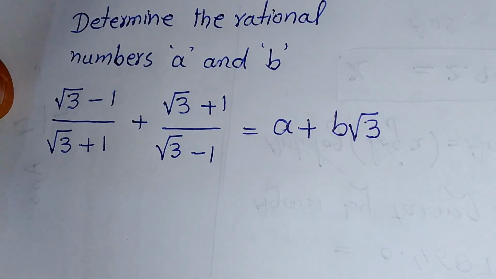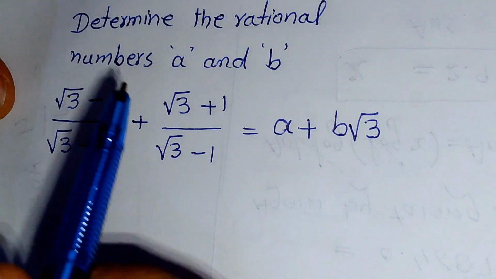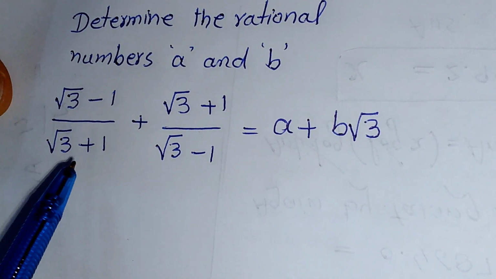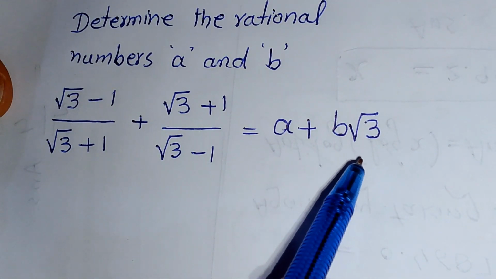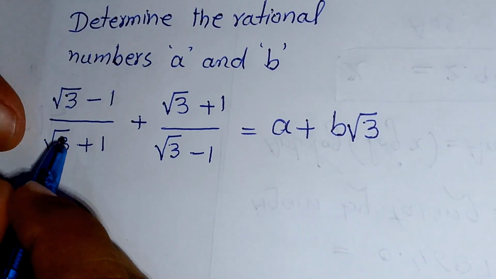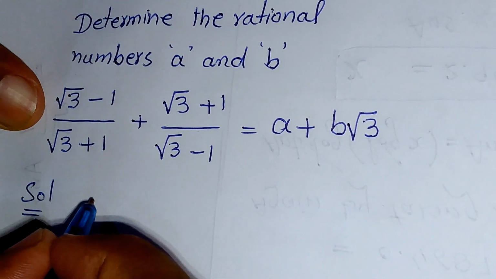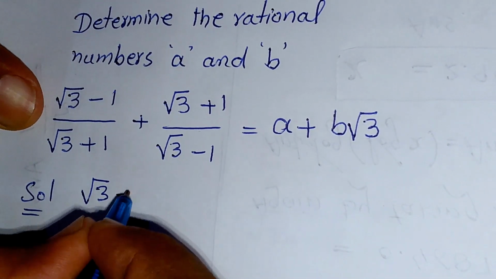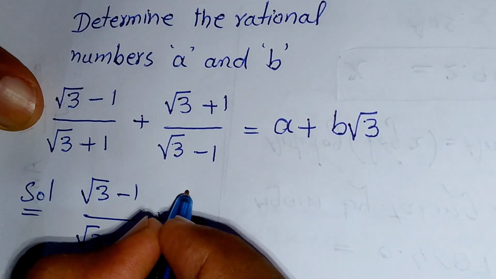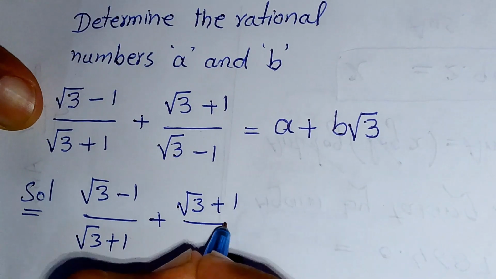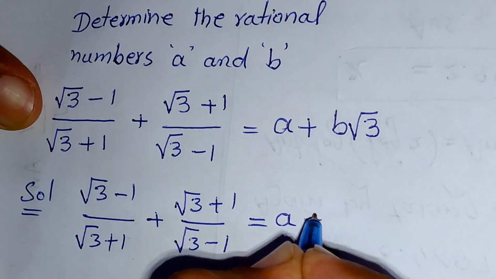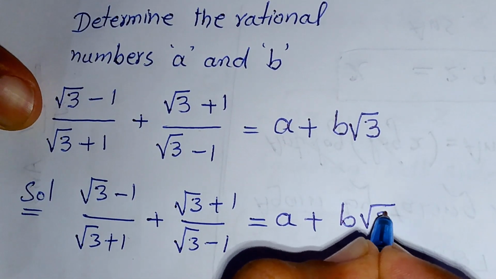Dear students, let's solve this question. The question is, determine the rational numbers a and b if this value is equal to a plus b under root 3. Let's solve it. We write this value: under root 3 minus 1 over under root 3 plus 1, plus under root 3 plus 1 over under root 3 minus 1, that is equal to a plus b under root 3.